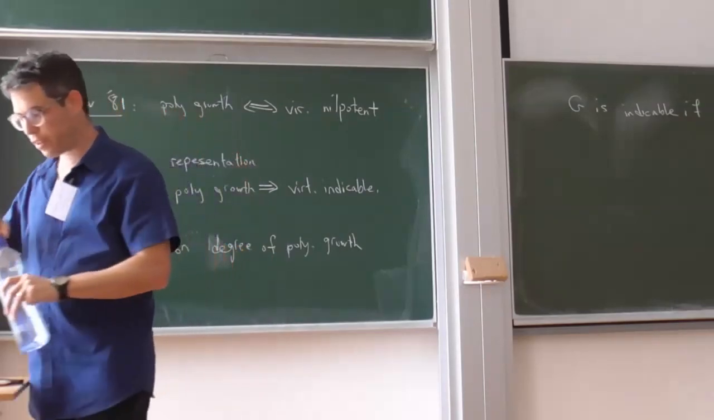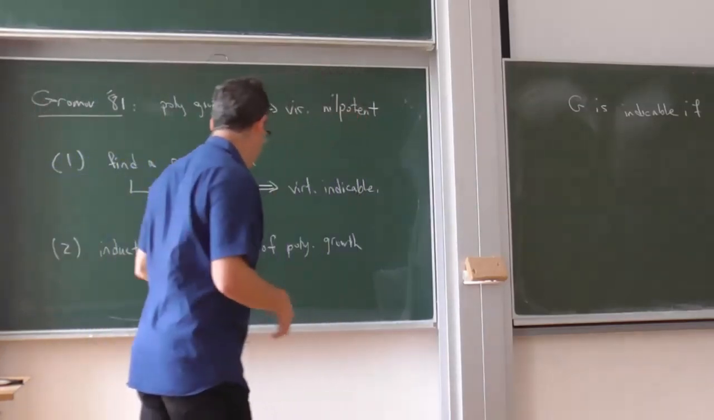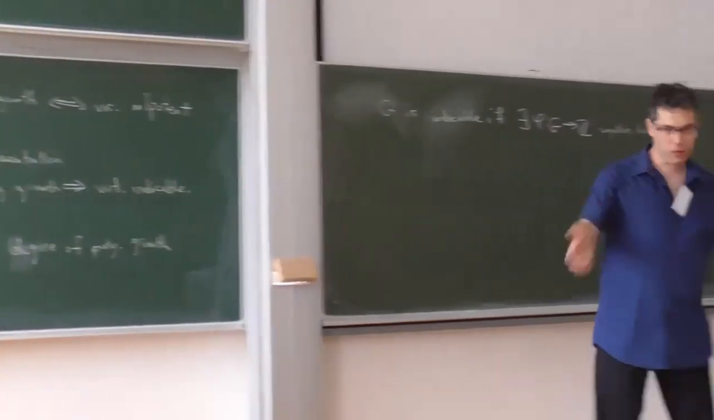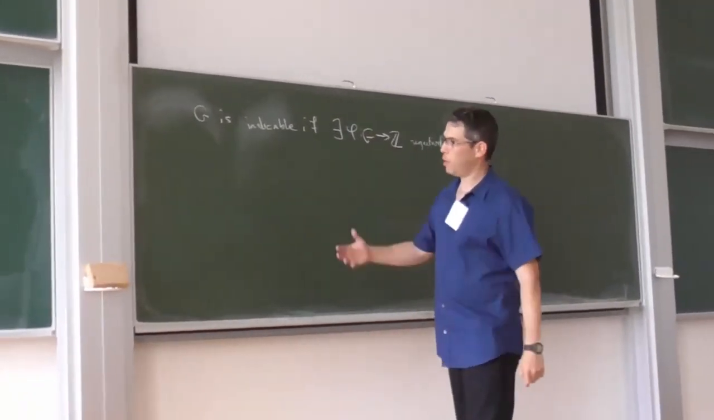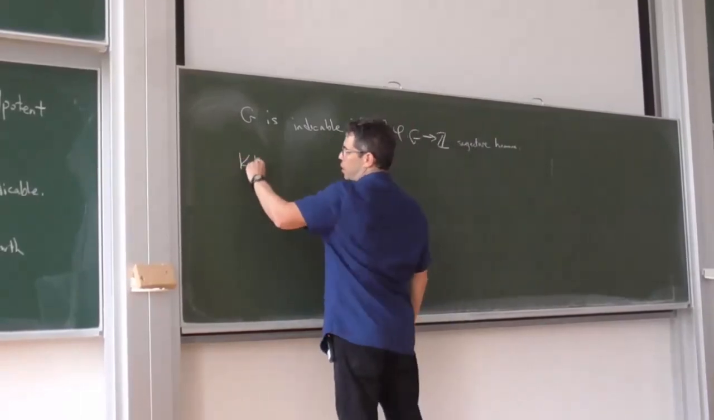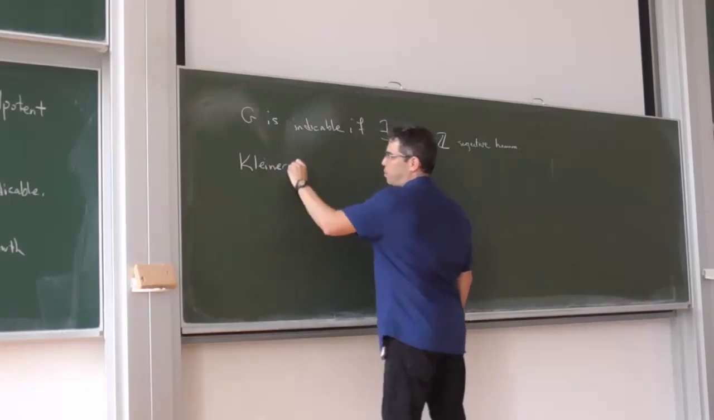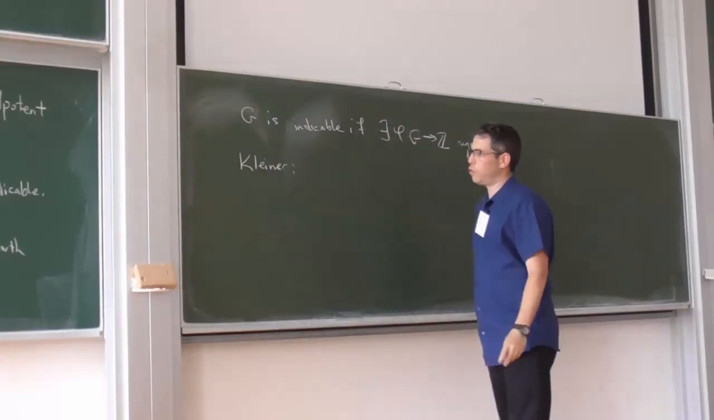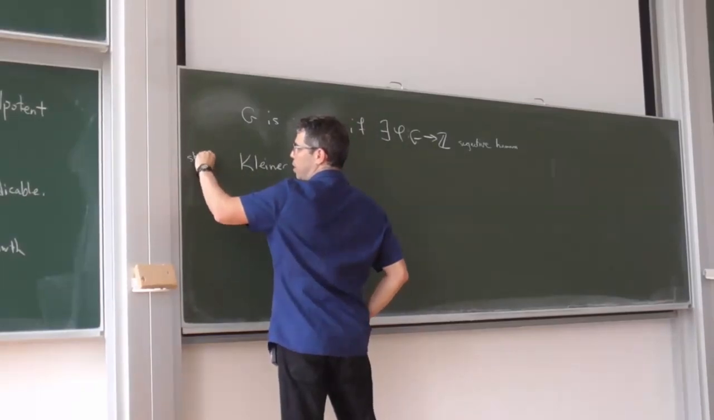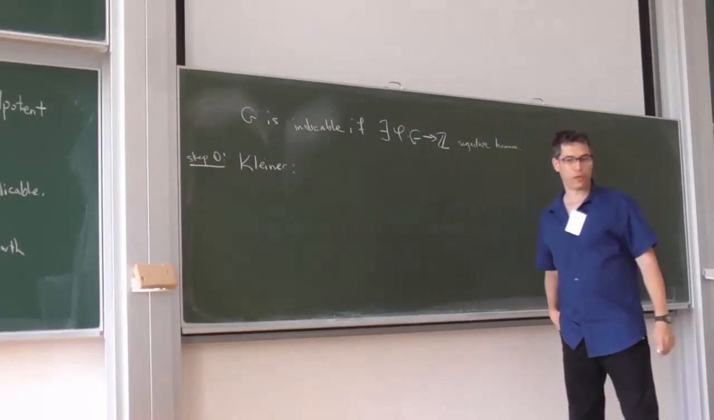So the hard part is finding this virtual homomorphism. And there are a few ways that this is done. Gromov does it by understanding the Lie group, and then there's a proof by Kleiner. So all these proofs are now going to do step one, finding the virtual homomorphism.